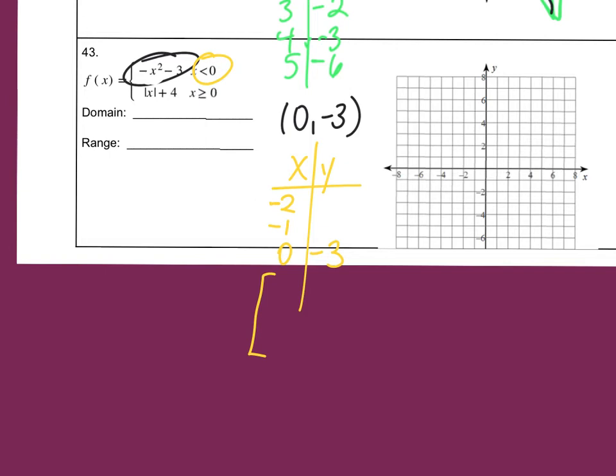I'm going to plug this into my calculator. So negative parenthesis -2 squared minus 3 gives me -7. And then I'm going to go back and put -1 in. Gives me -4. Okay. So now I have these points. So I'm going to plot my vertex. Okay. And then I'm going to plot my points here. And make it a U shape going down.